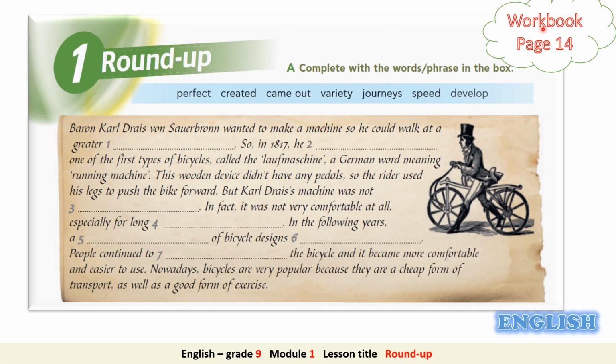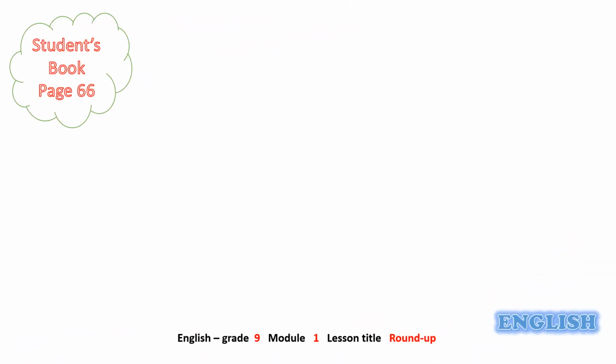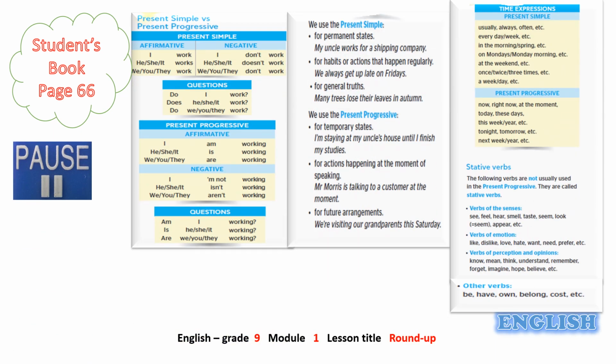Now I want you to open your workbook page 14 and do this exercise. What you are going to do is to complete this paragraph using these words. Go on. Now let's go to students book page 66 and study these tables about the present simple and present progressive before we answer some questions. So please pause the video and study these tables.